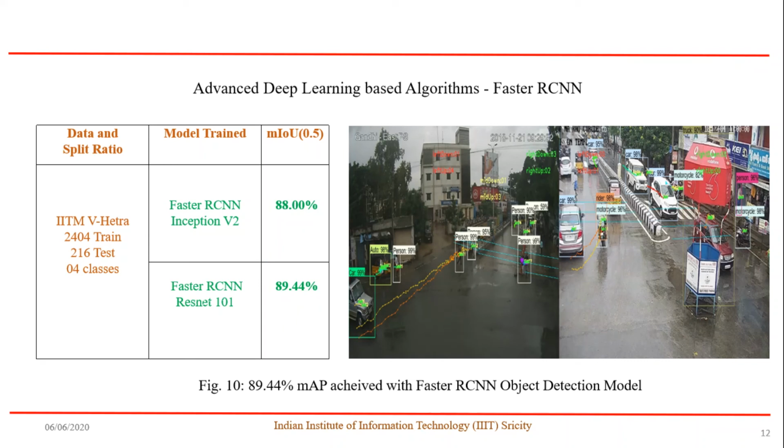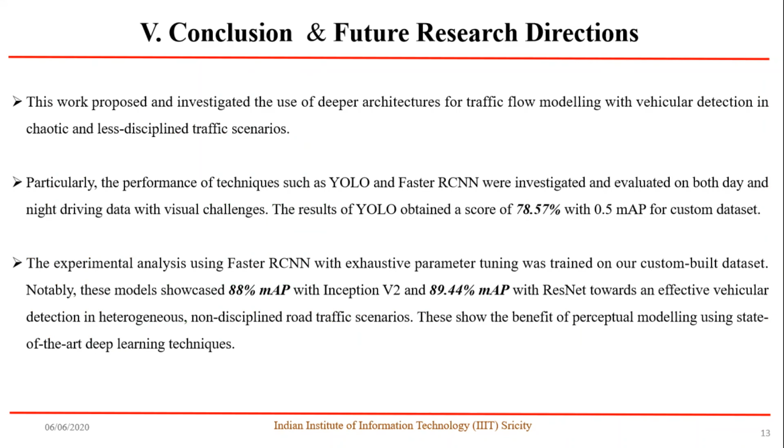mAP of 89.44%. To conclude, our work investigates the use of deeper architectures for effective traffic flow modeling with vehicular detection in less disciplined traffic scenarios. Particularly, YOLO and Fast RCNN have been employed for training and experimenting, where YOLO achieved an mAP score of 78.57 with IOU 0.5 threshold, whereas Fast RCNN obtained 89 and 88% mean average precision with backbone networks as Inception v2 and ResNet, providing better detection accuracy.